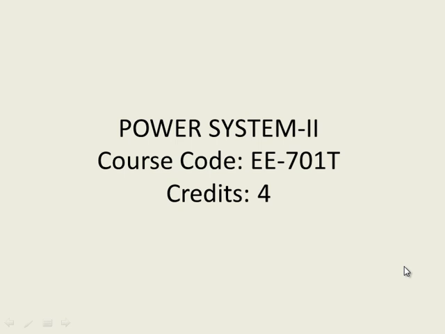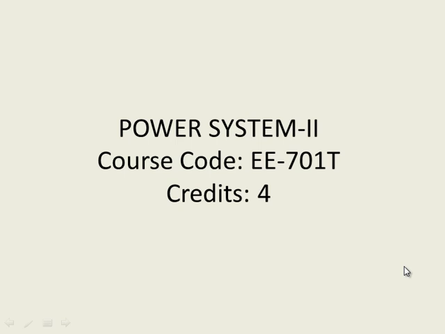I am going to teach you Power System II, for which the course code is EE-701T and is a 4 credit course. 4 credit course means it's a 4-hour course.